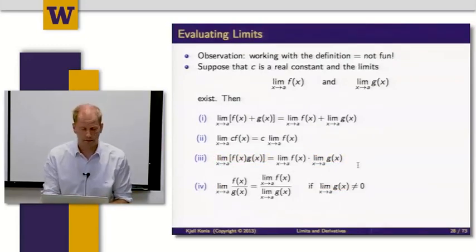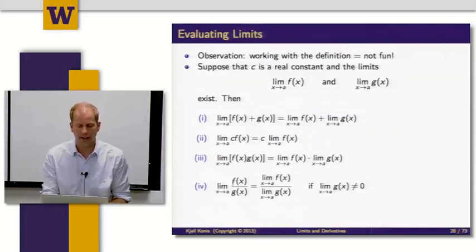Also works for rational functions. So the limit as x goes to a of f of x divided by g of x is just going to be equal to the limit of f of x divided by the limit of g of x as x goes to a. We have to make one little caveat here. So the limit as x goes to a of g of x can't be equal to 0.